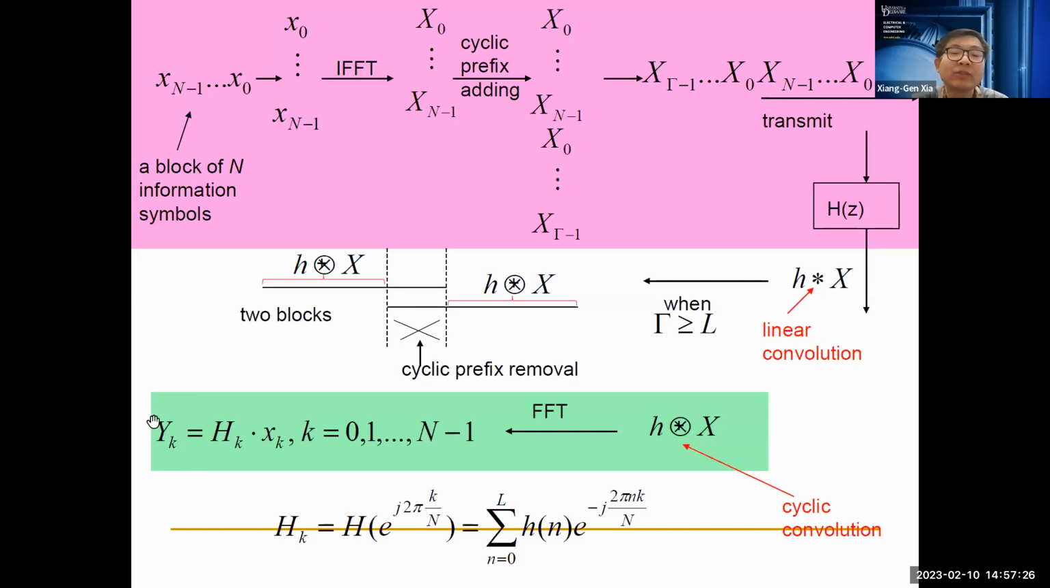Okay, so then you get capital N subchannels. Each channel coefficient is the kth DFT value of the time domain channel coefficients. So that's it, right? The original intersymbol interference channel is converted to capital N intersymbol interference free subchannels. And this is the cool part.